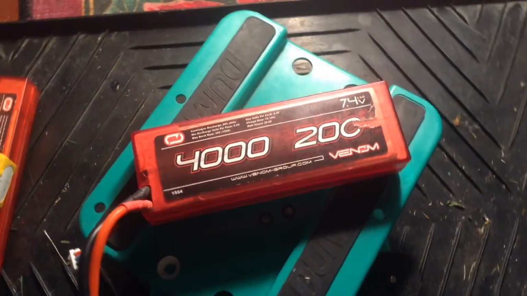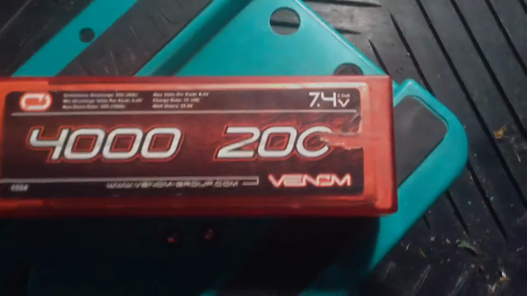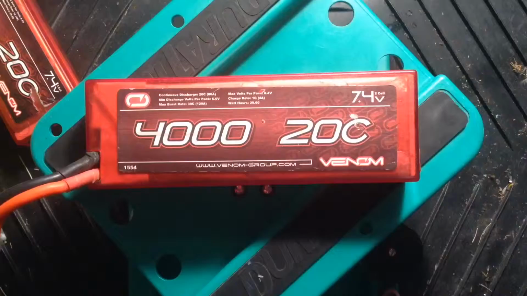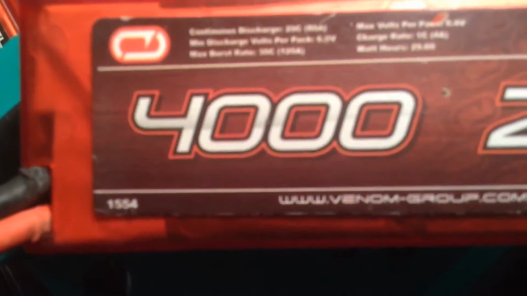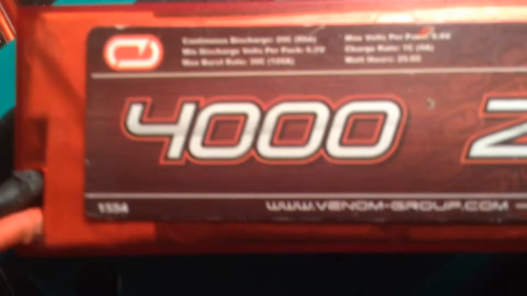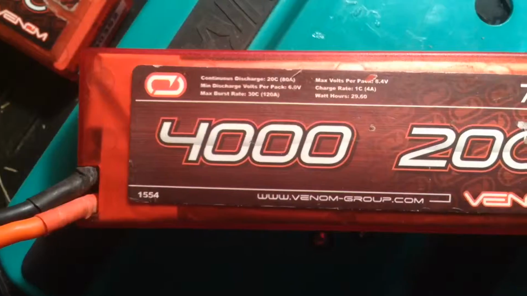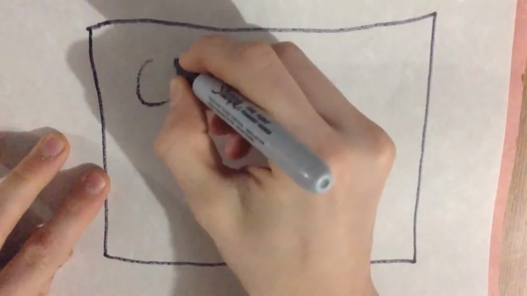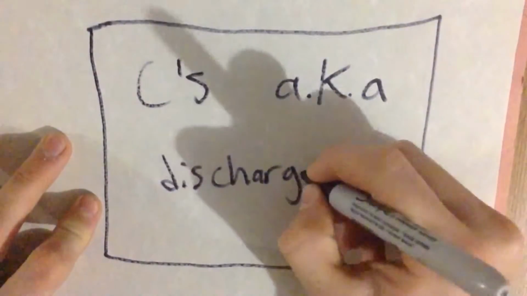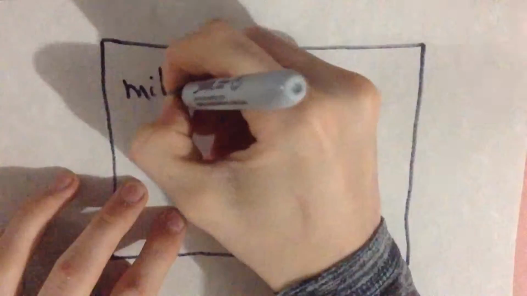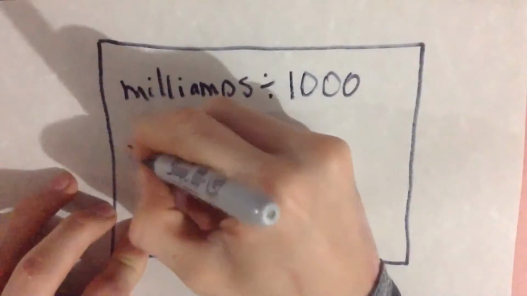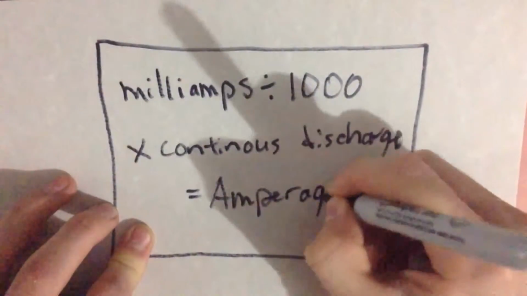The example I'm going to be using in this video is this Venom battery. The first number we need to determine is the amperage. The biggest number is usually the amount of milliamperes, measured in milliamps, which is the capacity of the battery. If a battery has a larger capacity, it will have longer runtime in theory. Near it, you'll find a C rating. A C rating stands for the amount of discharge that the battery will output. There is a continuous discharge and a burst discharge. We will get more into that later. But for now, divide the milliamperes by 1,000 and times it by the continuous discharge to receive the amperage.